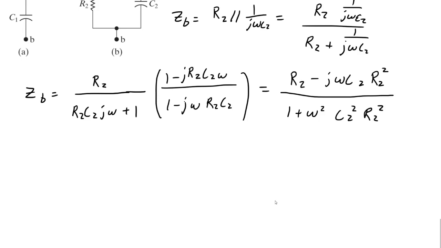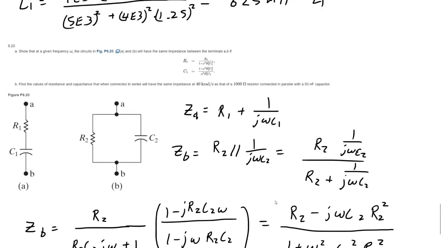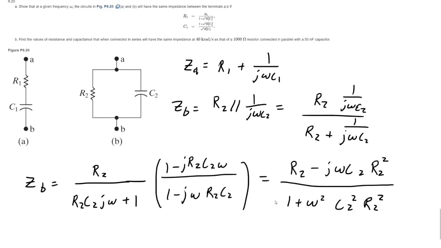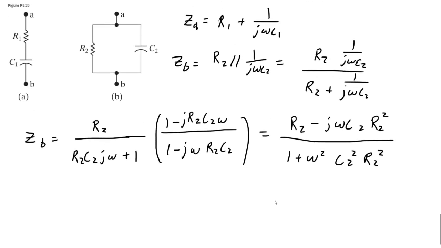So we're given an angular frequency of 40 kiloradians per second. R2 is given as 1K, and C2 is given as 50 nanofarad. Let me check. Yeah, 50 nanofarad. And our angular frequency is 40,000 radians per second.